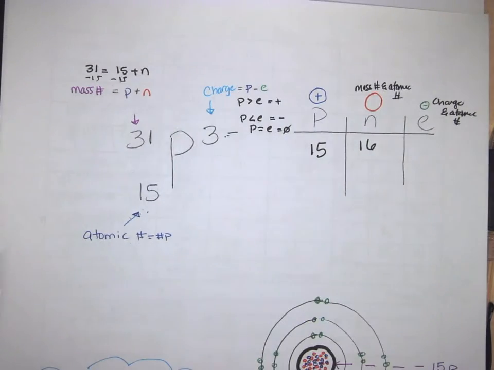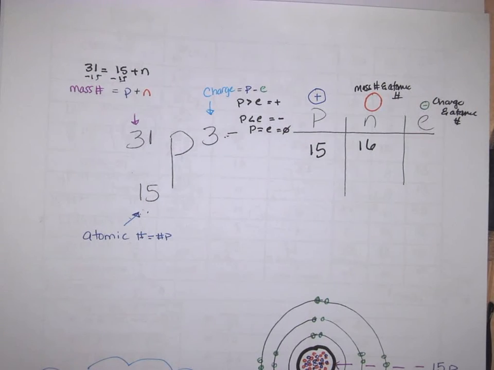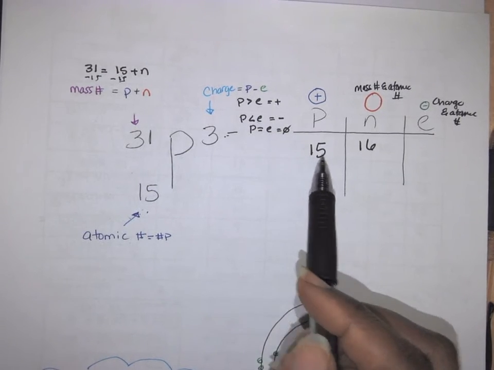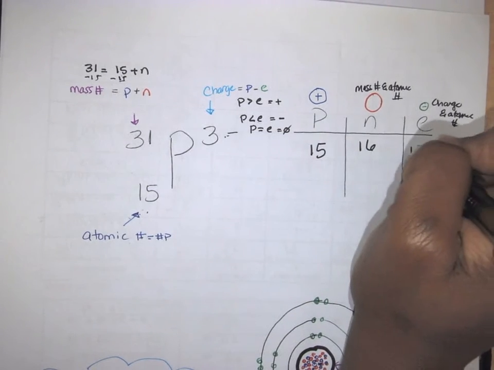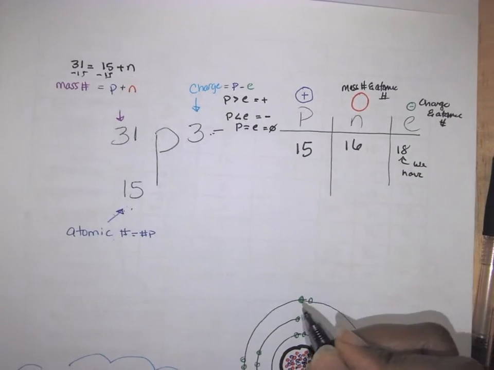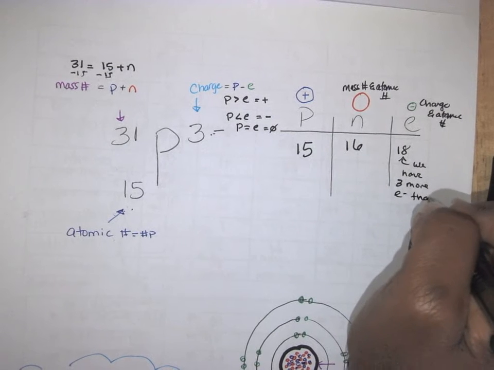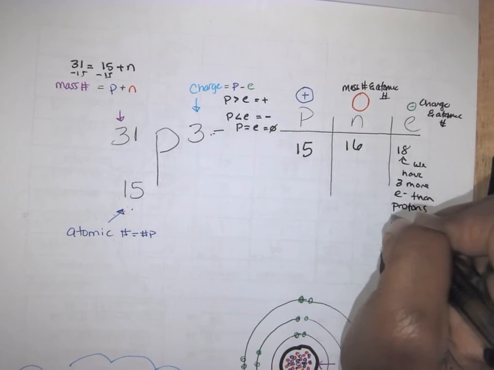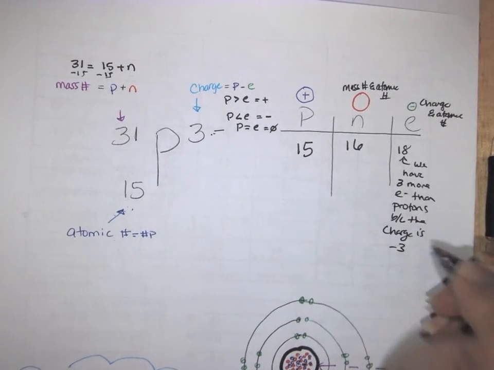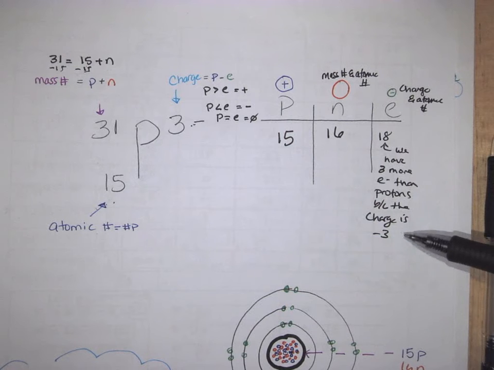Now, how many more electrons do we have? Well, if it's a -3 charge, that means we have 3 more electrons than we have protons. Well, we have 15 protons, so that must mean we have a total of 18 electrons. So I just wrote here, we have 3 more electrons than protons because the charge is -3.